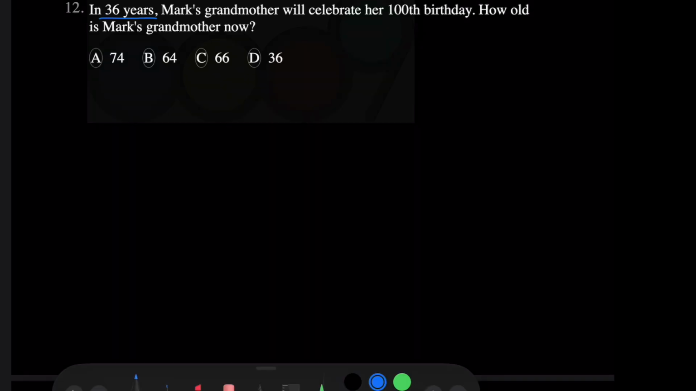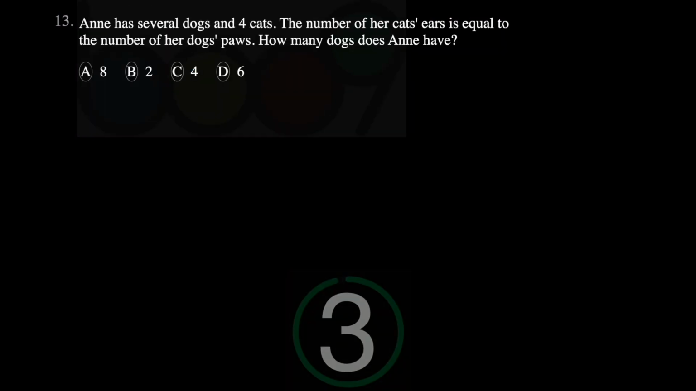In 36 years, Mark's grandmother will celebrate her 100th birthday. How old is Mark's grandmother now? That means she is 36 years short of 100. So 100 minus 36. This is going to be 4, this is going to be 6. So currently she is 64 years old.